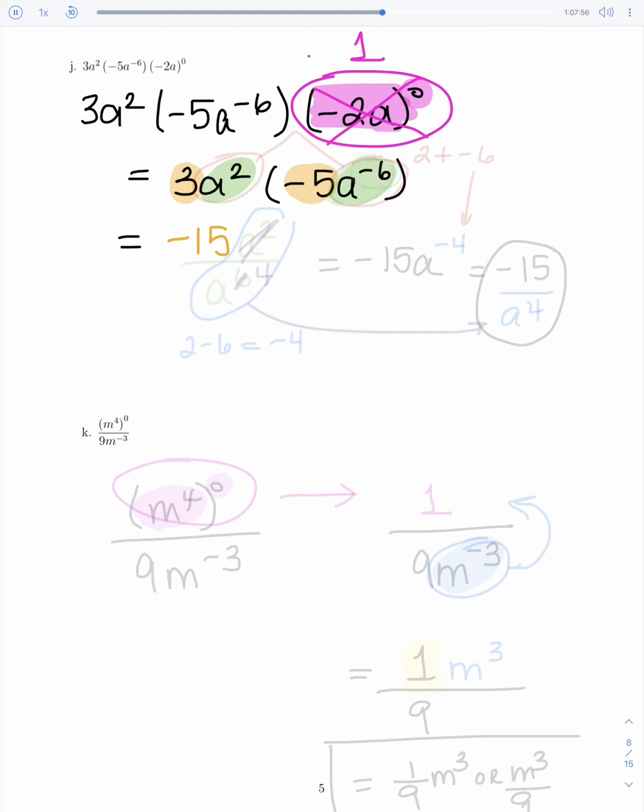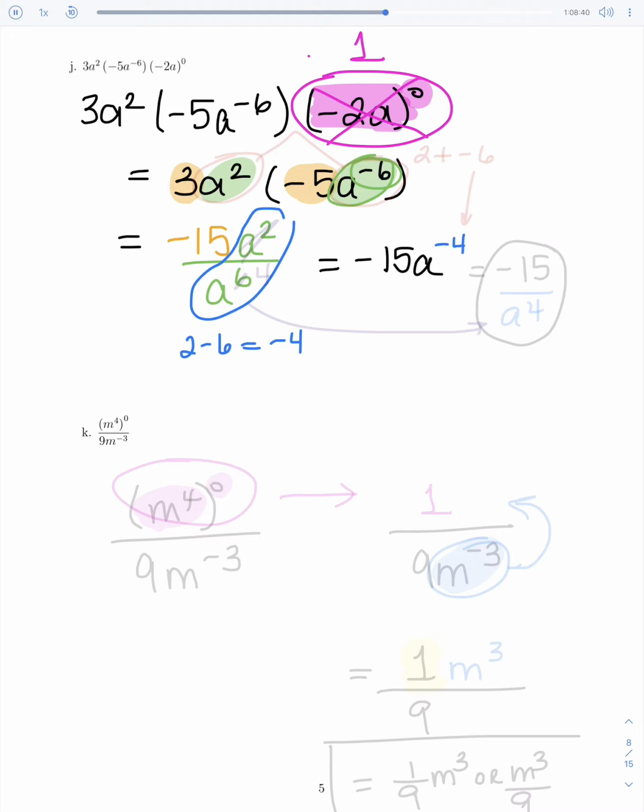I can do one of two things. I think the easiest is to leave the a squared where it is because it's got a positive exponent, and to drop the a to the negative 6th exponent down to the denominator, and then that negative 6 will become a positive 6. Then I can either use my subtraction rule or I can cancel. I can cancel out some a's or I can subtract. If I subtract my exponents, be careful, 2 minus 6 is a negative 4. So I'll end up with negative 15, a to the negative 4.